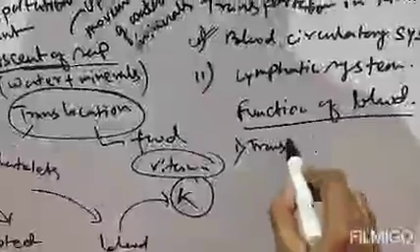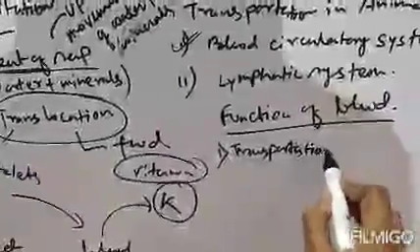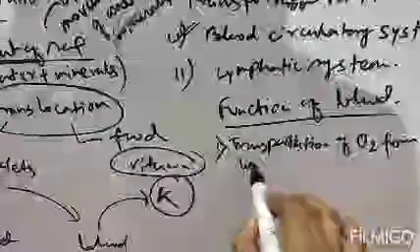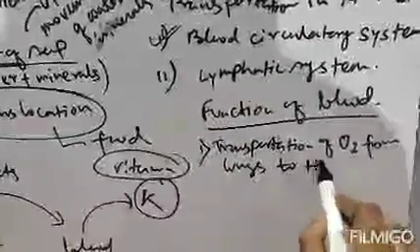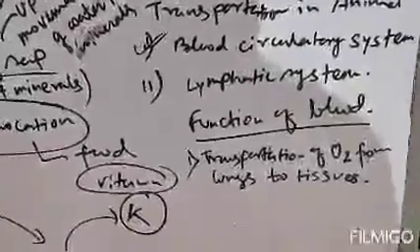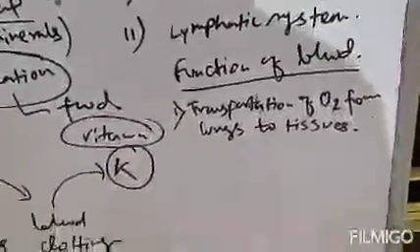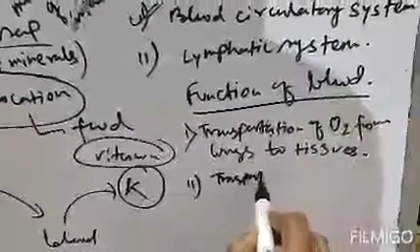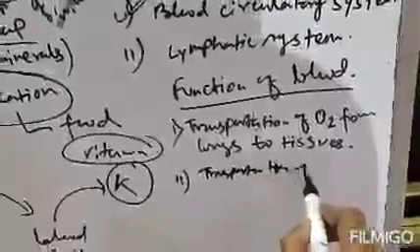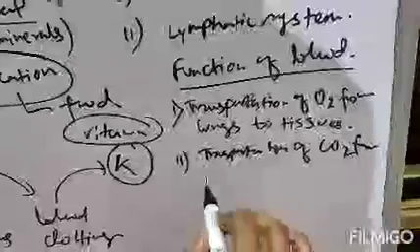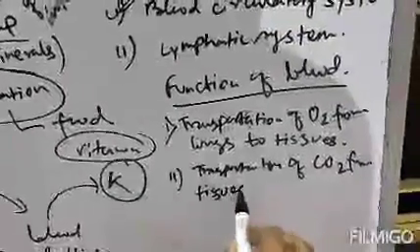So, the first function will be transportation of oxygen from lungs to tissues. Transportation of oxygen from lungs to tissues. Number 2, transportation of carbon dioxide from tissues to lungs.